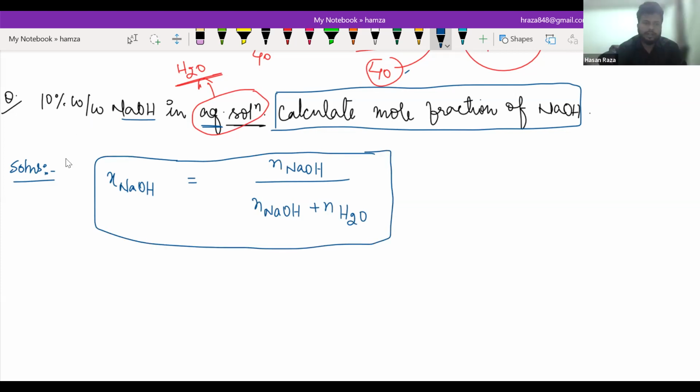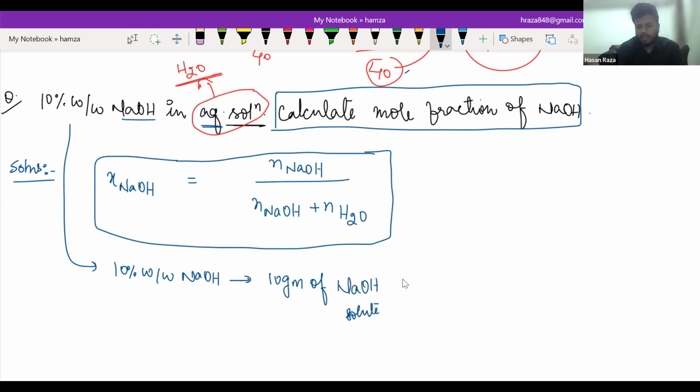Now see, what is given? Given is 10% weight by weight NaOH. NaOH is the solute, you can see. So if you write a whole sentence about it, this will be 10 gram of NaOH, that means solute, present in 100 gram of solution. Can I write this? Interact with me, Hamza.